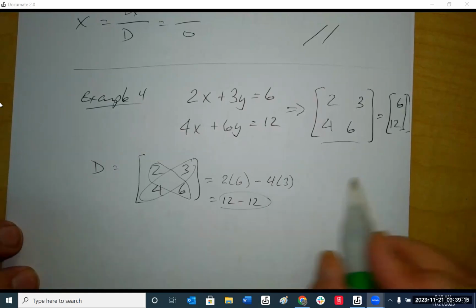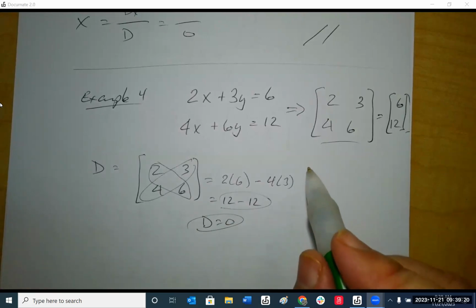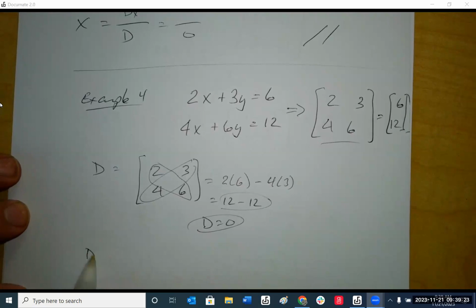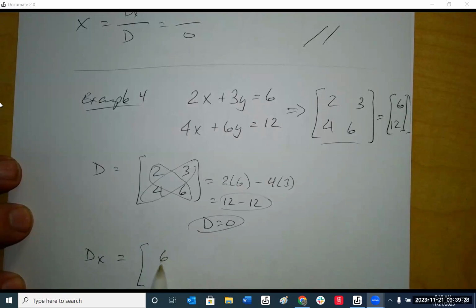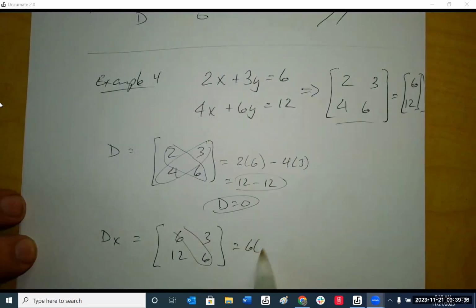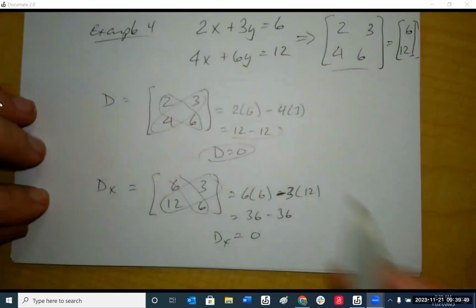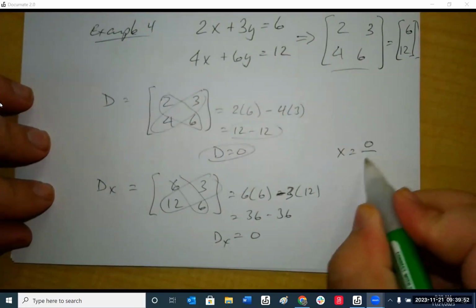Oh, same thing here. Our D is equal to 0. Does that mean it's parallel? Well, let's see. If we solve for dx, so we have 6, 12, 3, and 6. 6 times 6 minus 3 times 12. 36 minus 36 is 0. So for this one, my x is 0 over 0.